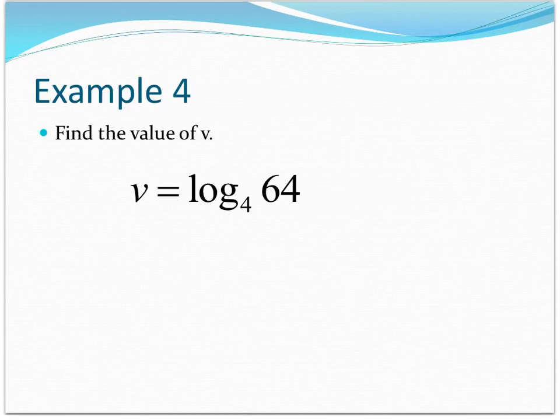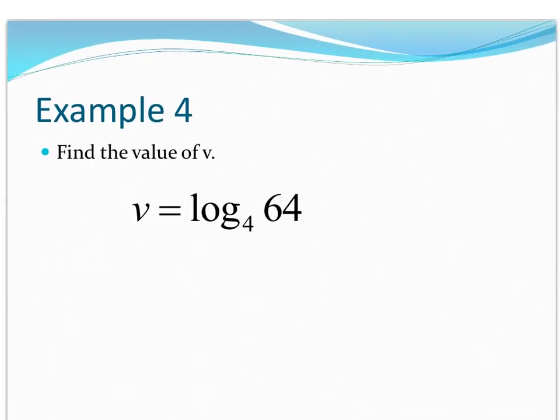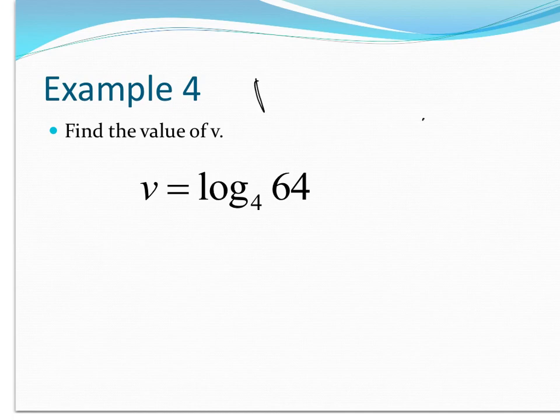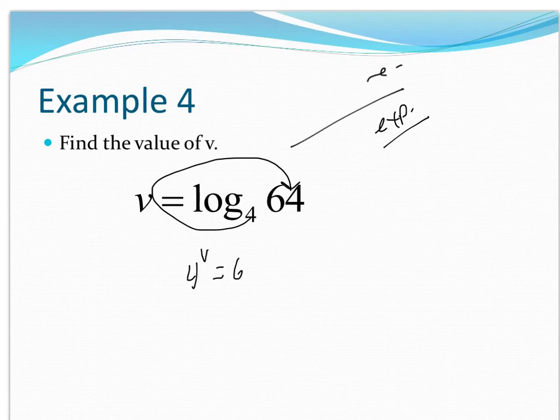There's a couple different examples, and we're going to find the value of v, and we're going to apply this one-to-one property. This one is not in exponential form, so it makes it a lot easier to rewrite it that way. I'm going to do a little spiral, always going towards the equal sign, and so 4 to the v is equal to 64.